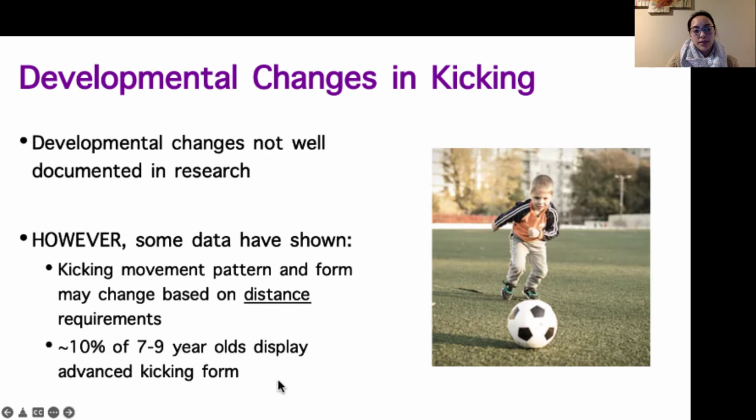Other research has shown that about 10% of 7 to 9-year-olds display advanced kicking form. That's a pretty low percentage for an age group that should probably be fairly proficient in kicking, or at least have enough muscular strength and balance to perform a proficient kick. So similar to throwing, kicking is likely a skill that requires more practice and experience to gain higher proficiency levels rather than it just naturally developing and occurring.